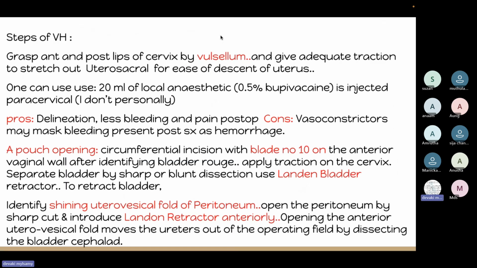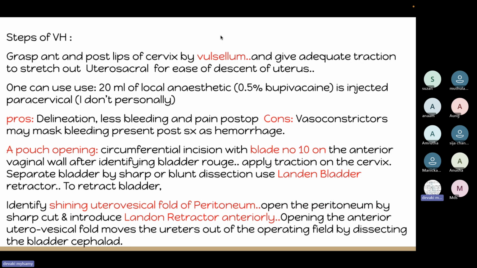Now the first step is what you mentioned here regarding the grasping. Introducing Sim's speculum, you mentioned. Yes, one can introduce Sim's speculum first, then one needs to grasp the anterior and posterior lips of the cervix with a volsellum. Adequate traction needs to be given so that your uterosacral will be stretched out, and it will give you additional descent.